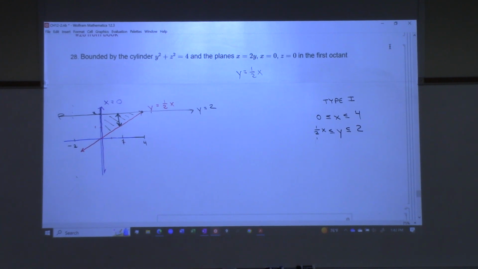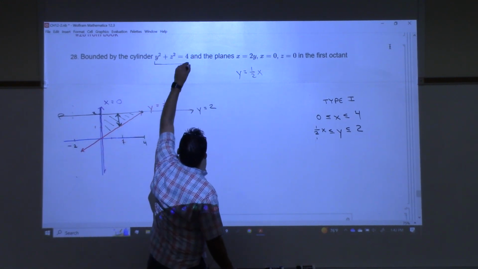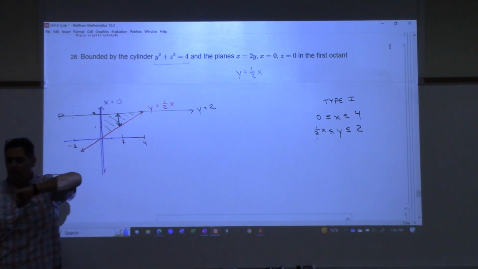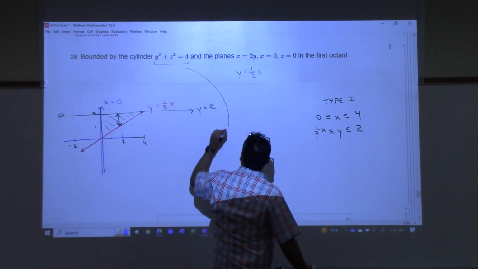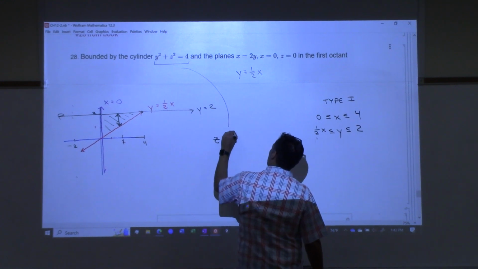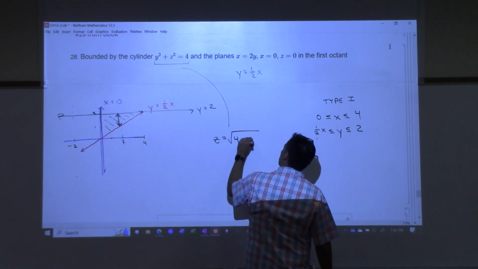So now all we need is just what's the top surface and what's the bottom surface, right? So the top of this surface is the cylinder itself, right? Which means you have to take the cylinder equation and do what with it? Solve for z. Which means you have a square root, right? Which means you have a plus or minus. And we will take the plus because we are up in the first octant. So we would never have a negative z value, right? So solving that for z, z will be equal to the square root of just 4 minus y squared.